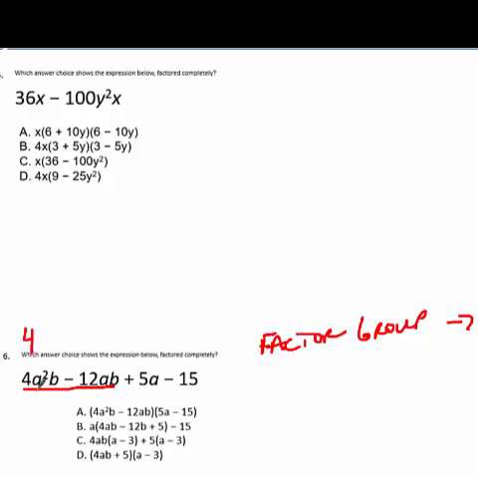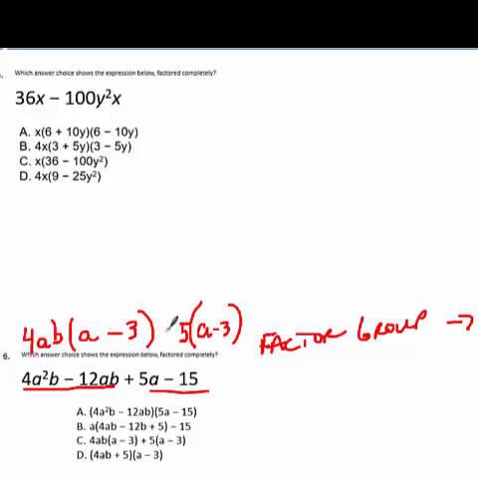They both have at least a 4 in them. They both have at least one A. And they both have a B. So I'm going to divide it out by 4AB, and that's going to leave me just with the A in that first term, and then minus 3. In the same way here, we're going to divide them both by 5, so group those together. They both have at least a 5, so I'm going to divide them out by 5, and that's going to leave me A minus 3.